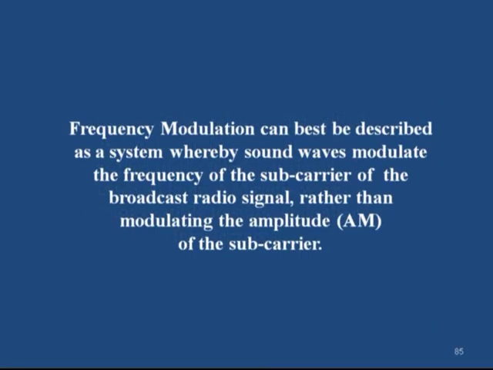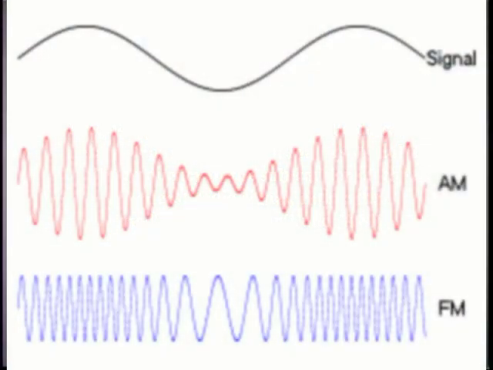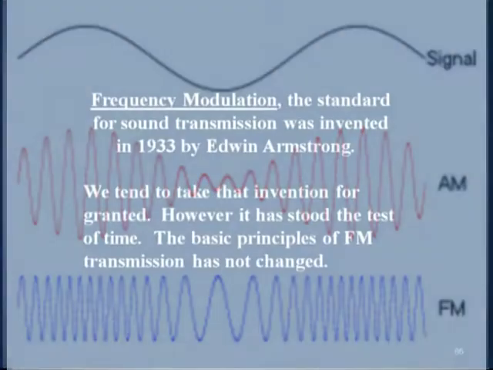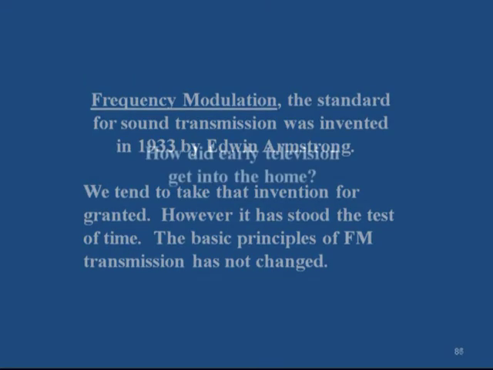Frequency modulation can best be described as a system whereby sound waves modulate the frequency of the subcarrier of the broadcast radio signal rather than modulating the amplitude of the subcarrier. This sketch illustrates the difference between AM modulation and FM modulation. Frequency modulation, the standard for sound transmission, was invented in 1933 by Edwin Armstrong. We tend to take that invention for granted. However, it has stood the test of time. The basic principle of FM transmission has not changed through the years.